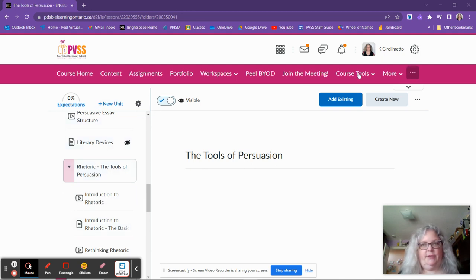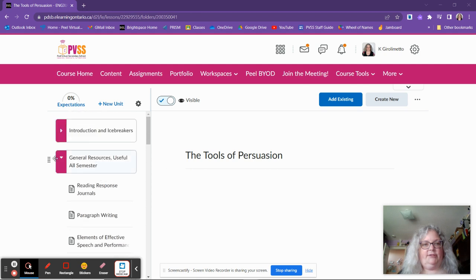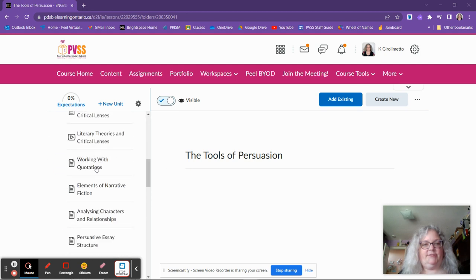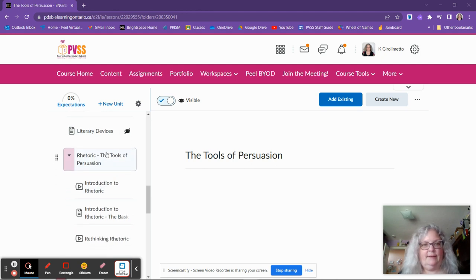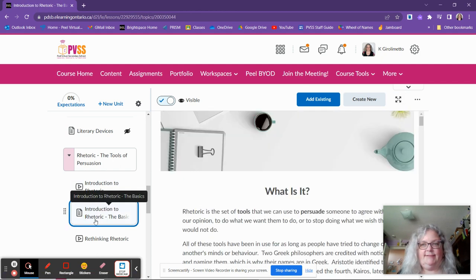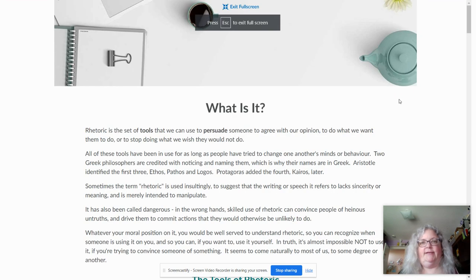So you'll notice that we're in our content section here, and this is under the General Resources Useful All Semester section. I haven't put it to student view so you can see something that I've been working on but haven't quite finished. So anyway, here is our content related to this, and I'm going to make it nice and big so we can see it. And we'll talk about, first of all, what is rhetoric?